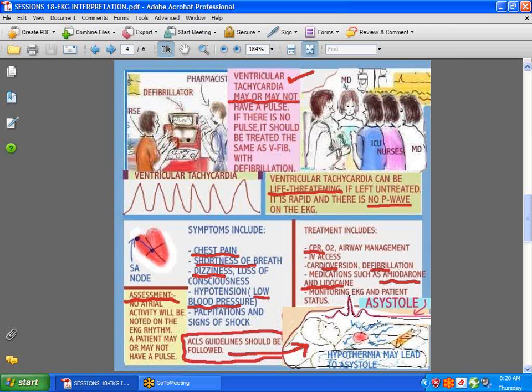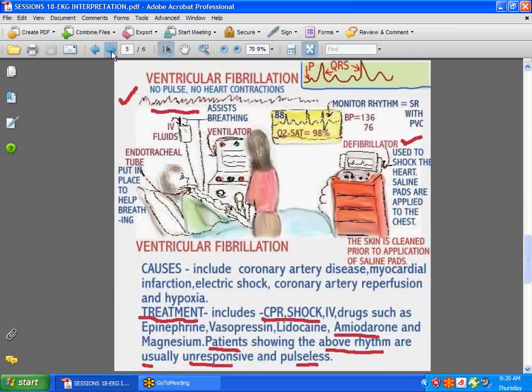Now we're going to talk about ventricular fibrillation. Ventricular fibrillation, you're not going to see a P and a QRS. Compare this P and QRS to what you have here. Nothing but a coarse, wavy line. Because in ventricular fibrillation, there is no pulse, no heart contractions. And actually what you will get is an unresponsive patient. You need to act quickly because it doesn't take very long. The patient is in cardiopulmonary arrest.